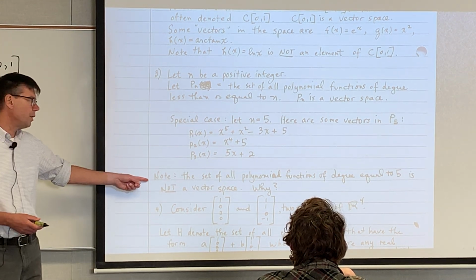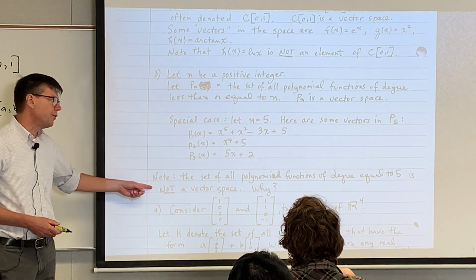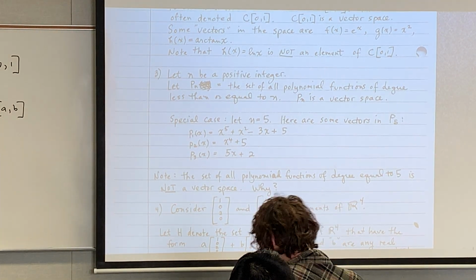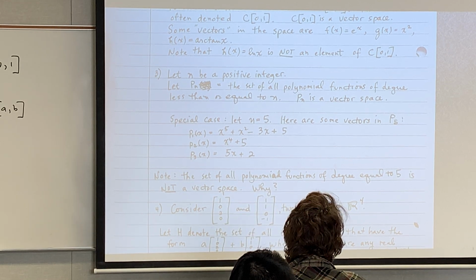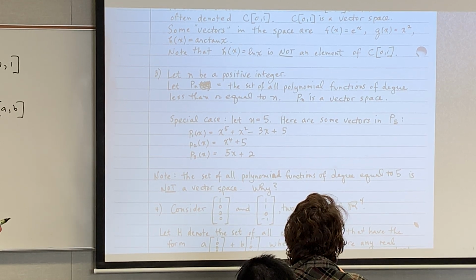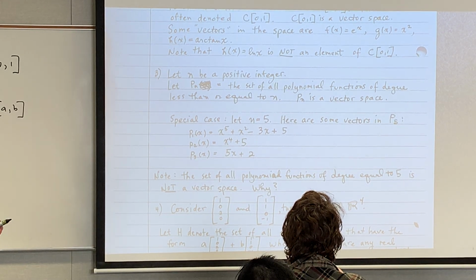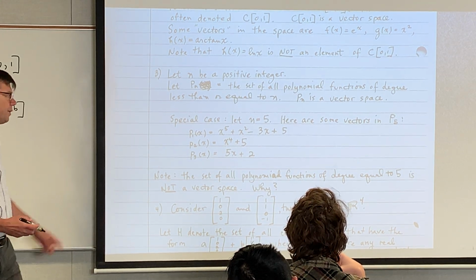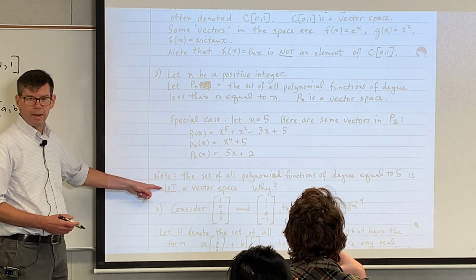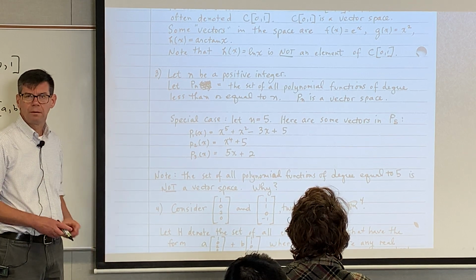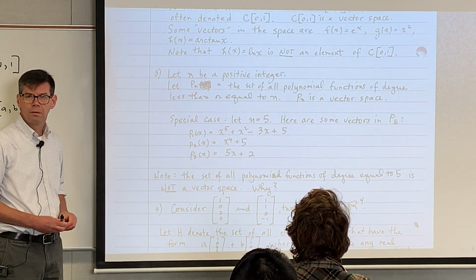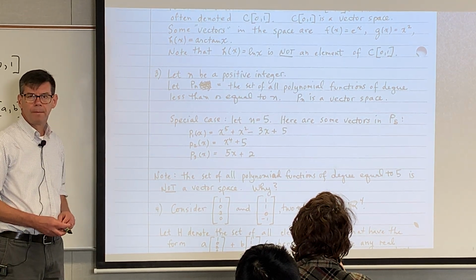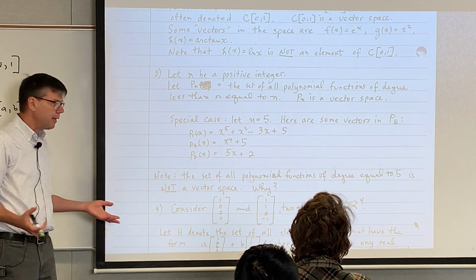So, note here, the set of all polynomials of degree equal to 5 is not a vector space. Why not? What's the problem there if you say polynomials of degree 5? What's the difference between what I'm saying up here and what I'm saying here? Ed? Well, you could add two functions of degree 5 and end up with a degree 4. Yeah, that's exactly the point.